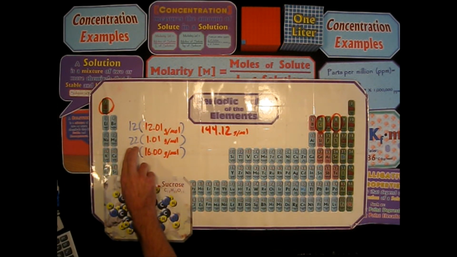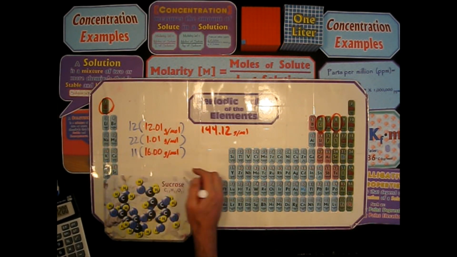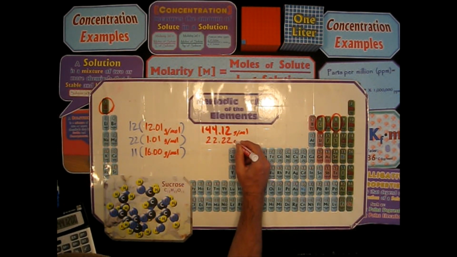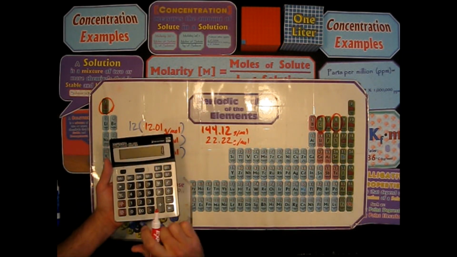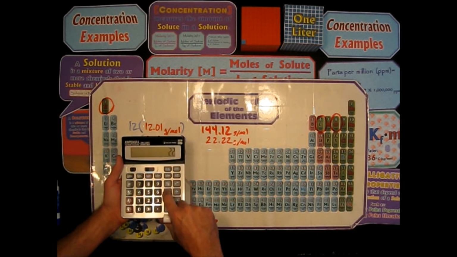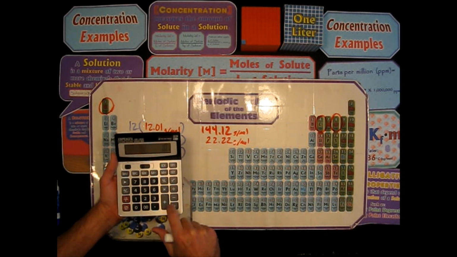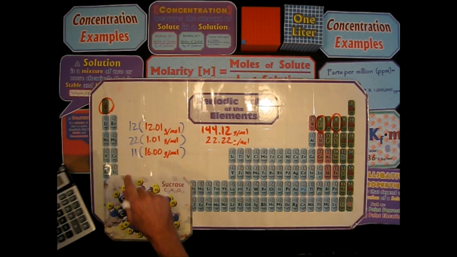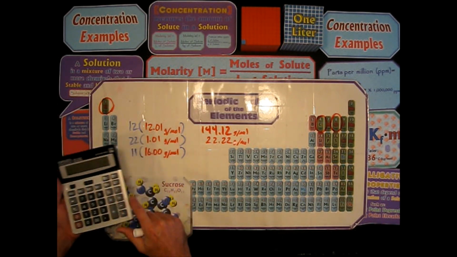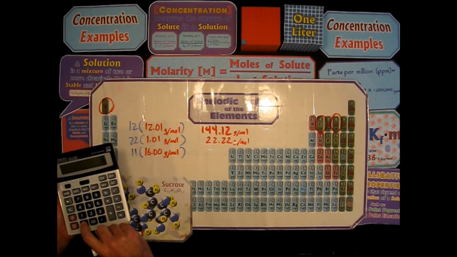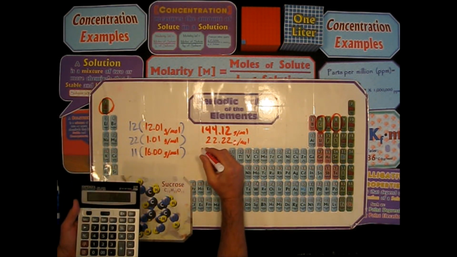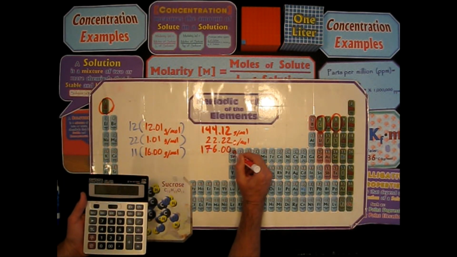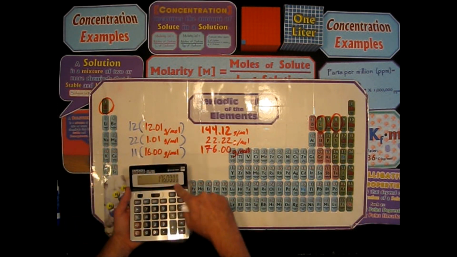Oh, and this one's easy. 22 times 1.01, it's going to be 22.22 grams per mole. Let's just double check that. 22 times 1.01 equals 22.22. And then for the oxygen, well, it's 11 times 16.00 equals 176.00 grams per mole.